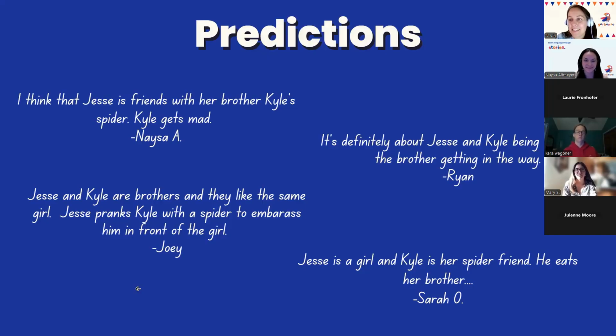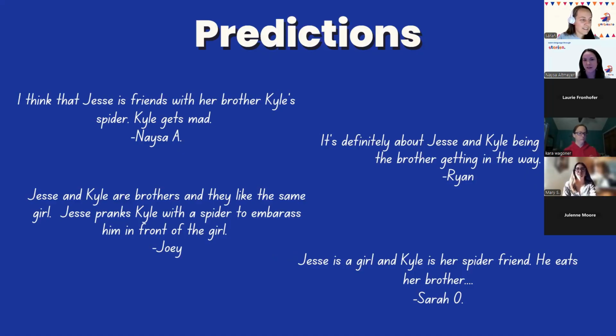So we had Kyle eats a delicious spider. Jesse's brother eats a delicious spider. Jesse eats a spider while walking to school. Kyle has a girl problem, which is even scarier than eating a spider. Kyle's afraid of the spider. Jesse reassures him. We've got great ones. Lots of predictions. That's one of the easiest ways to use a word cloud.